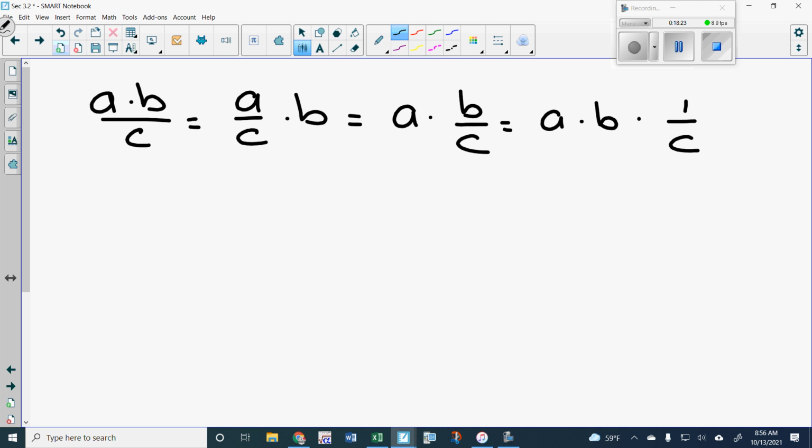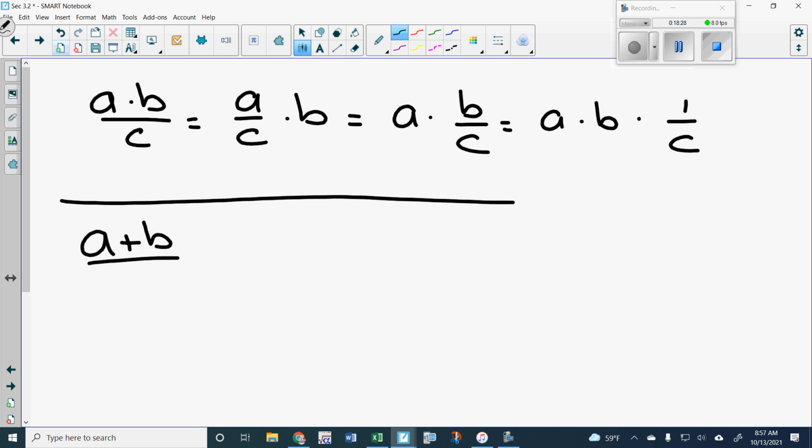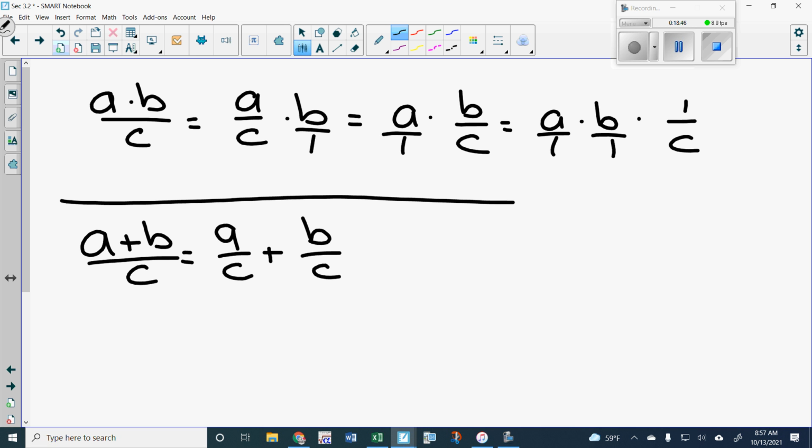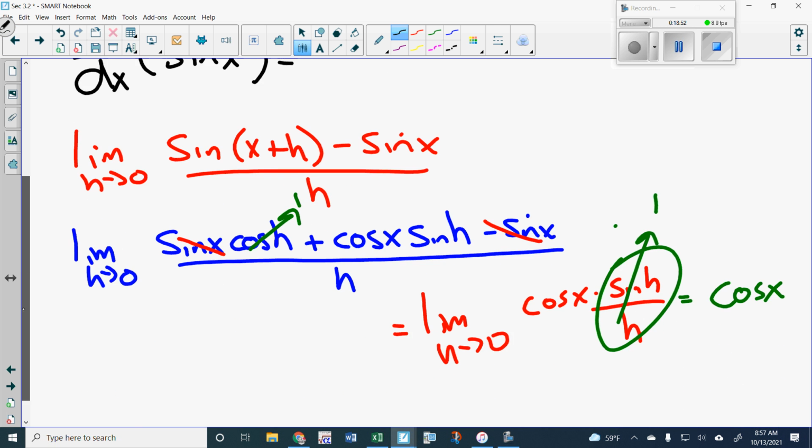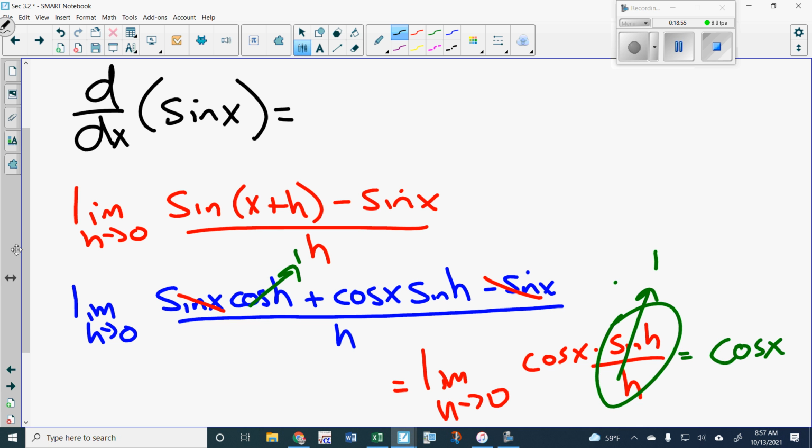Because you just multiply. If I had a plus b over c, that would be a over c plus b over c, because you're adding and using common denominators. When you're multiplying, you just multiply across the top and across the bottom, because really each of these is over 1. So why would I split that there? I split it there because I know sine of h over h goes to 1. So I can just say the sine just goes.